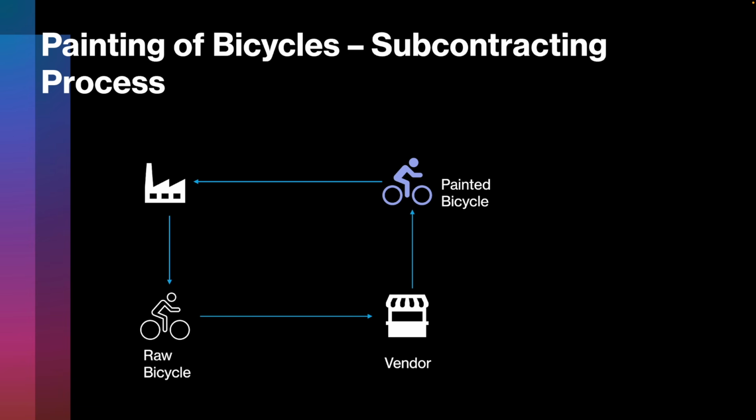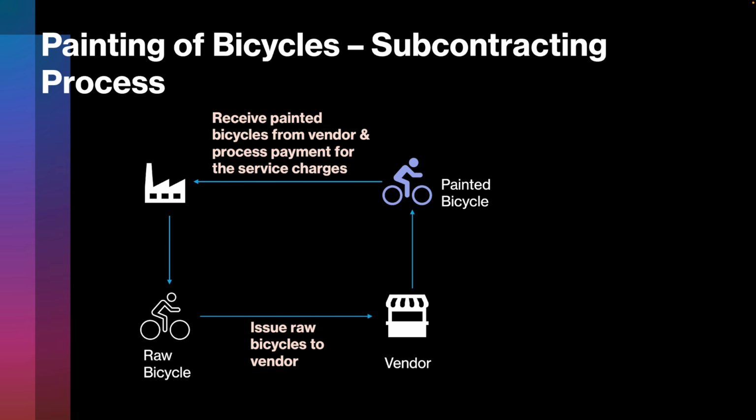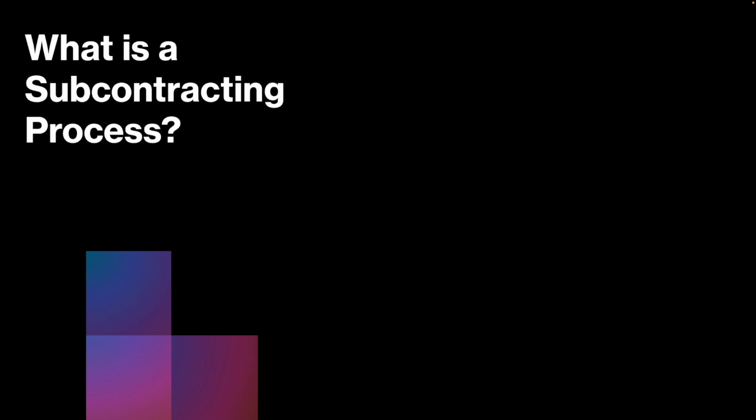So in a subcontracting process, what you will do is you will issue these raw bicycles to the vendor, and in your inventory, these raw bicycles will be seen under the vendor's stock. Then once the vendor does the painting activity, then it will supply you the painted bicycles, and then you will do the GR for these painted bicycles and then process payment for the service charges. So it is a kind of a combination of a material PO and a service PO, where you issue the components to a vendor and then you receive the finished goods and then you pay the service charges to the subcontractor.